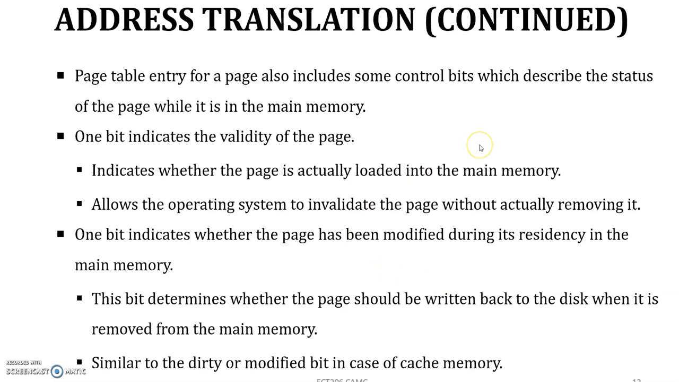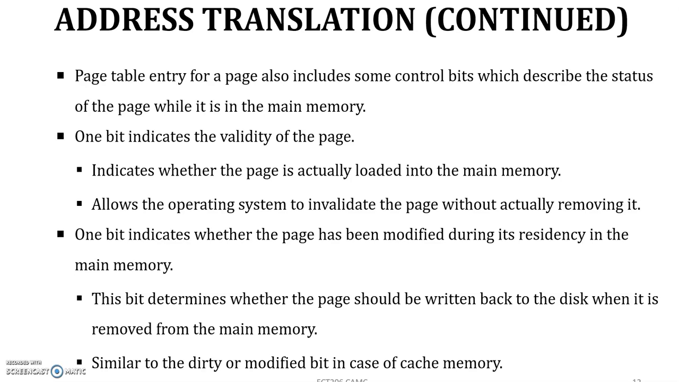The page table entry for a page also includes some control bits which describe the status of the page while it is in the main memory. One bit indicates the validity of the page. That indicates whether the page is actually loaded into the main memory. It allows the operating system to invalidate the page without actually removing it.